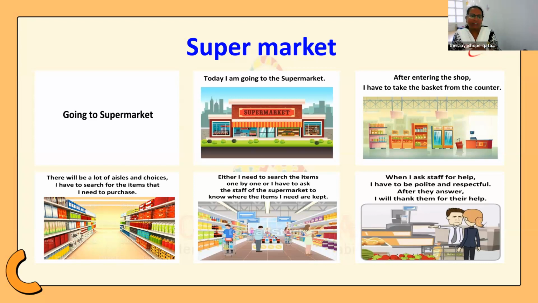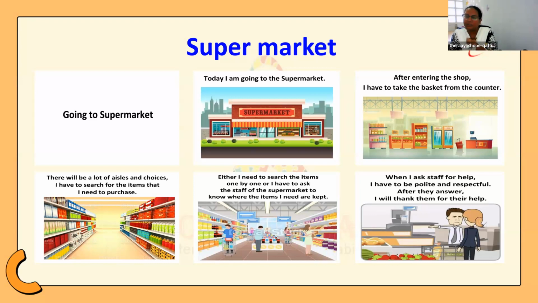So after taking the basket from the counter, then you will say that there will be a lot of aisles and choices. I have to search for the items that I need to purchase. So sometimes I don't know what to pick up. Either I need to search the items one by one, or I have to ask the staff of the supermarket to know where the items are kept. So when I ask the staff for help, I have to be polite and respectful.